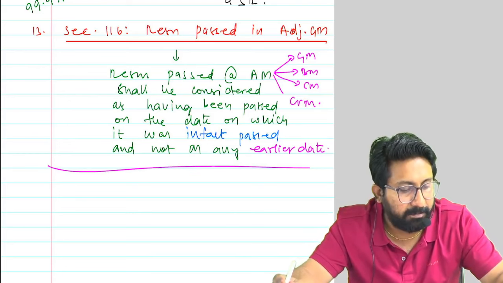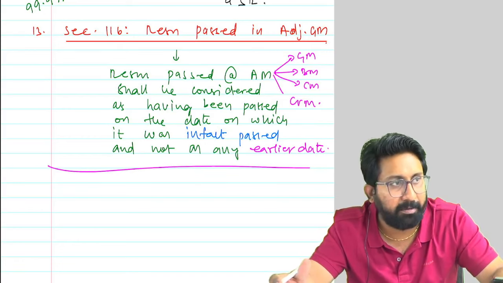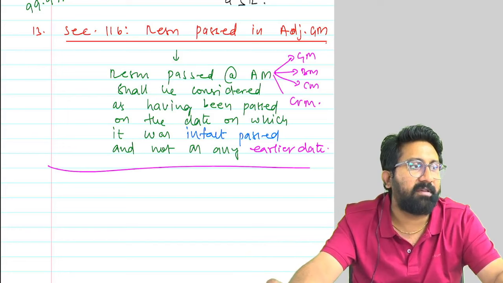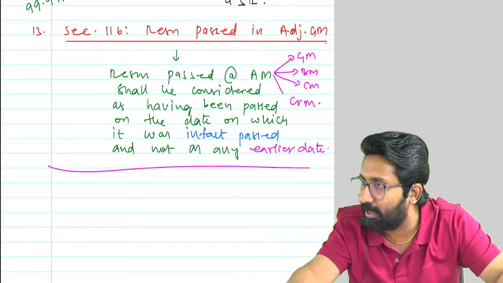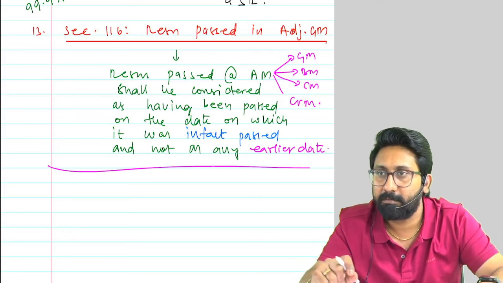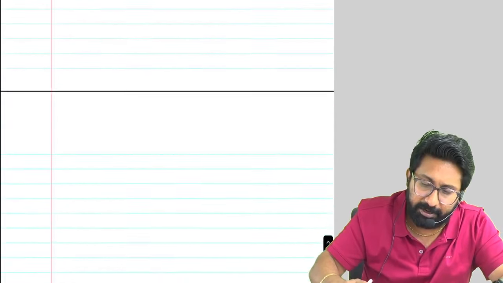So, a resolution passed at the adjourned meeting, whether general meeting, board meeting, creditor meeting, or committee meeting, shall be considered as having been passed on the date on which it was in fact passed and not on any earlier date. Got the point, everyone? Next. Section 116 also completed.